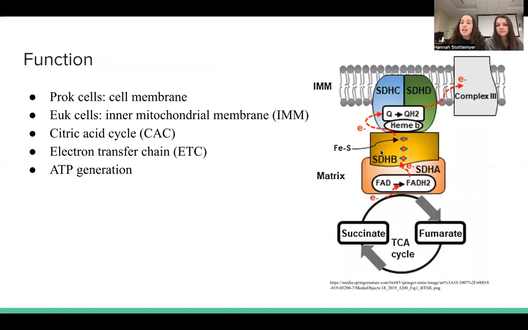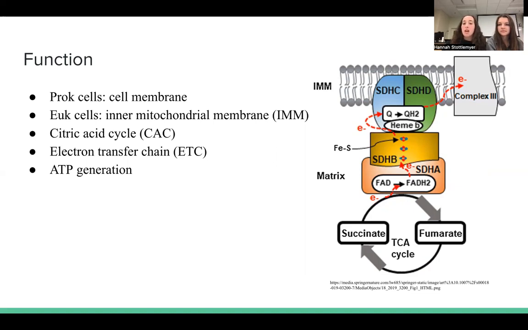This slide is important in understanding the function and also the location of the enzyme. In prokaryotic cells, it's located in the cell membrane, and in eukaryotic cells, it's located in the inner mitochondrial membrane as shown in the image. Starting from the bottom, the citric acid cycle converts succinate to fumarate via oxidation with the help of the cofactor FAD in subunit A. FAD is converted to FADH2.